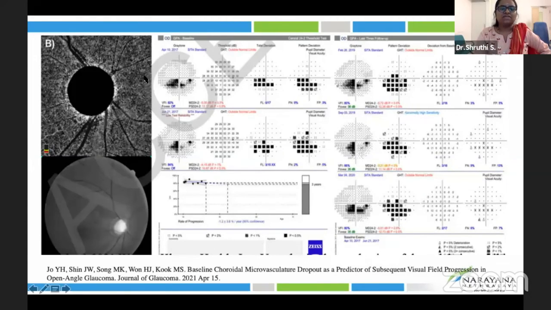Similarly, the patient who did not have microvascular dropout at baseline, whose visual field defect was an inferior central and inferior arcade paracentral defect with a mean deviation of minus 5.03, was followed up for 5 years, and there was no progression. It was apparently stable in both event and trend analysis.